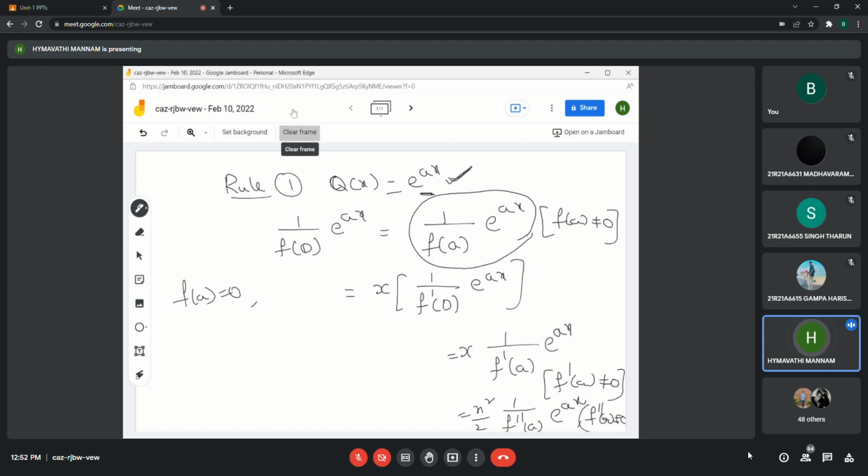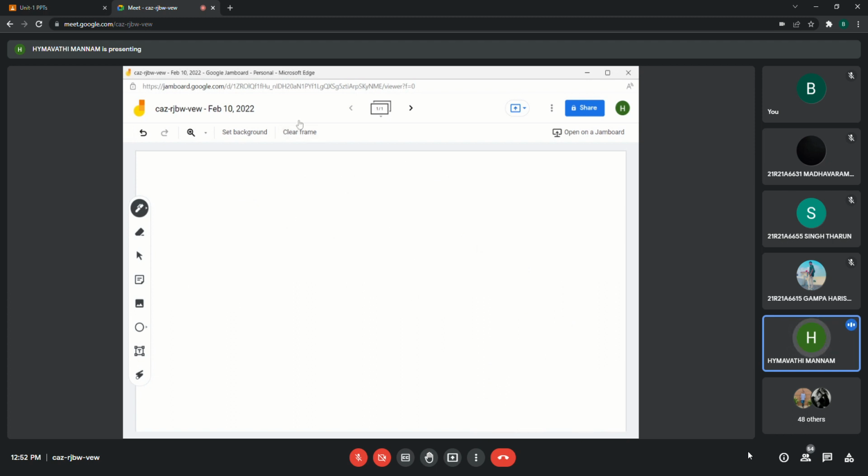Every rule has different substitutions, and doing the procedure is different. So don't apply all the functions as a single rule. Rules are different, so the procedure is also different. Rule 2 is Q of x is equal to sin ax or cos ax, or cos of (ax plus b) or sin of (ax plus b).